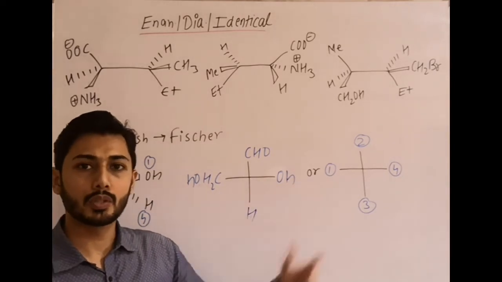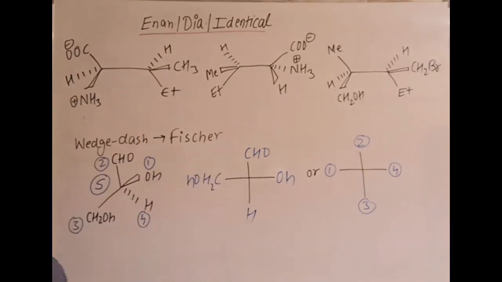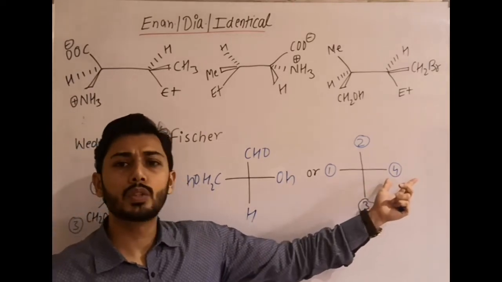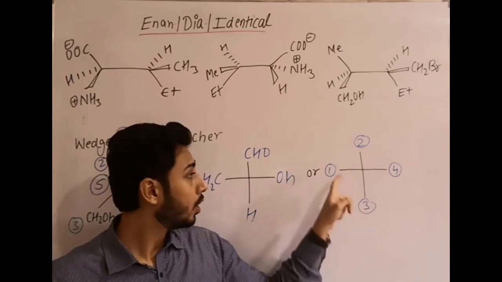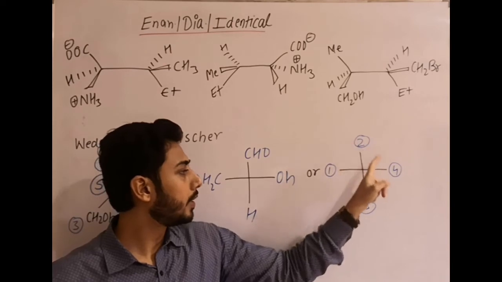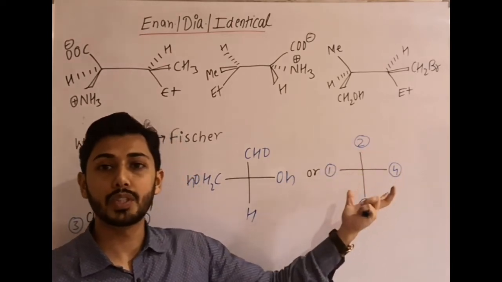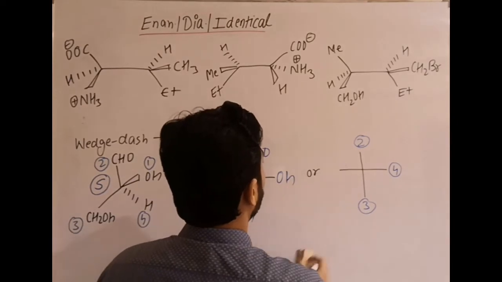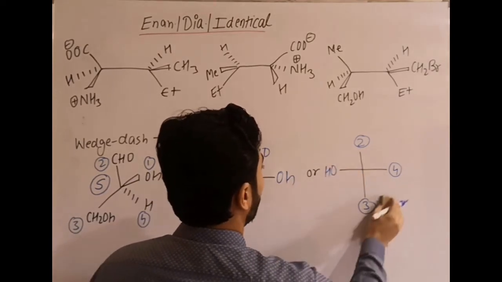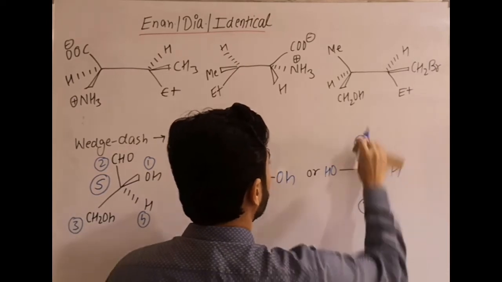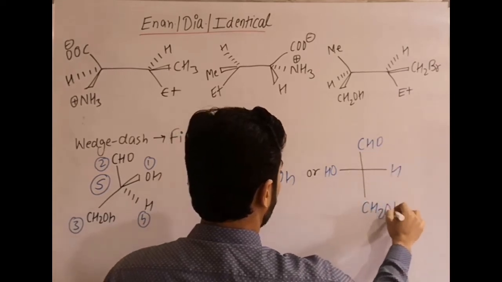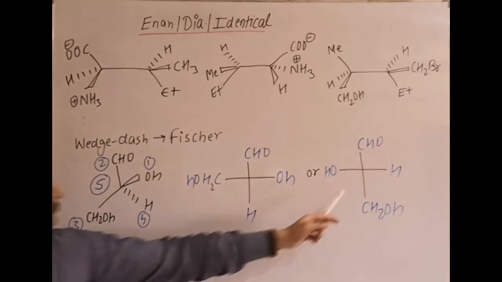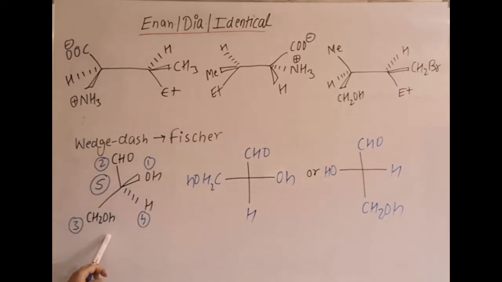Another possibility is putting the fourth priority group, the lowest priority group, on the horizontal, right? But finally we want it to be S. First priority there, second priority, third priority. If it comes out R, write down the opposite, S. So here I can mention the OH group, fourth hydrogen, lowest priority, second CHO, and third CH2OH. Now this is also a correct Fischer projection of this molecule.